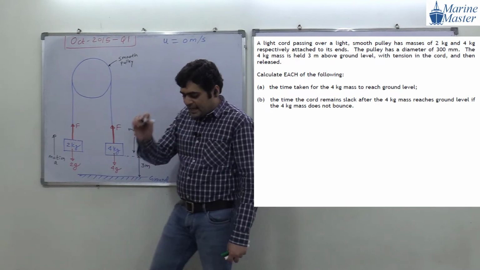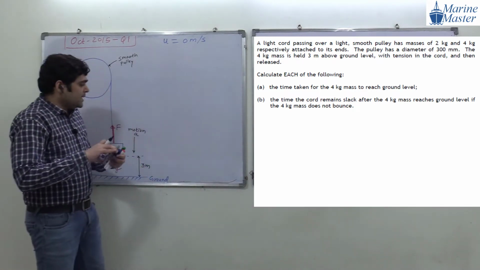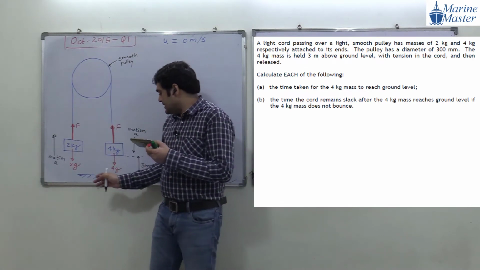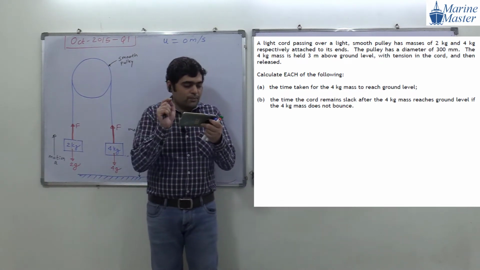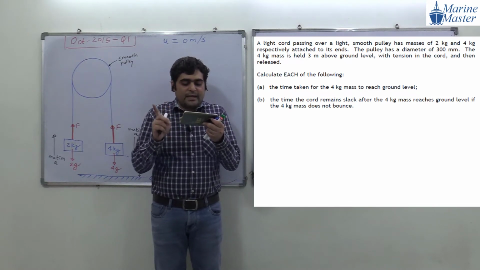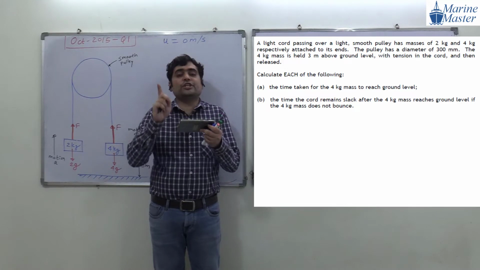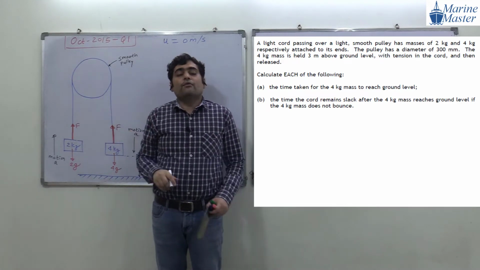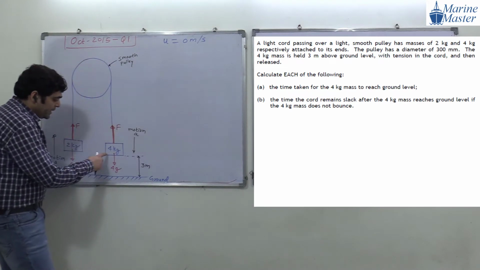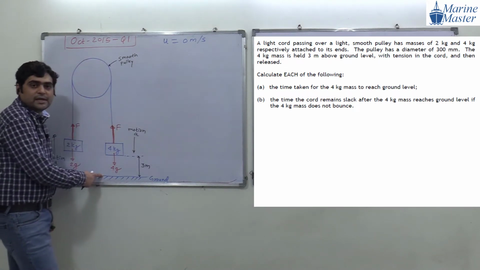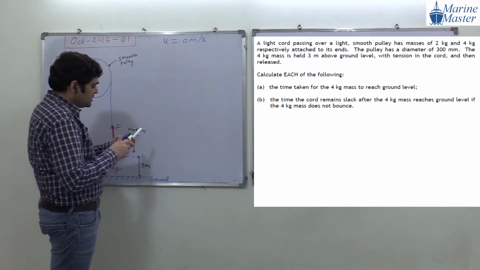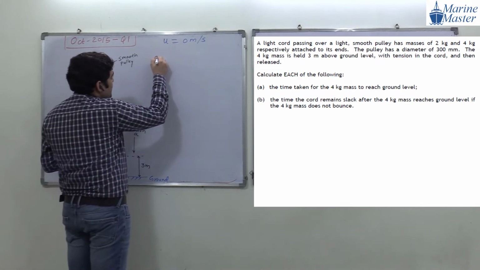Now what are they asking us in the A part? In the A part they are asking us the time taken for the 4 kg mass to reach the ground level. What does it mean? It means time taken for the 4 kg mass to reach the ground level, meaning to cover a distance. How much distance?